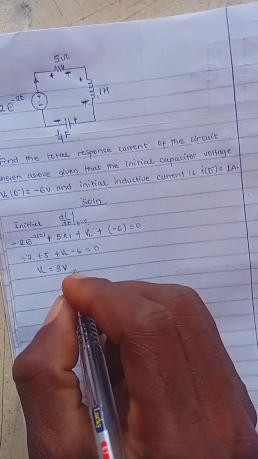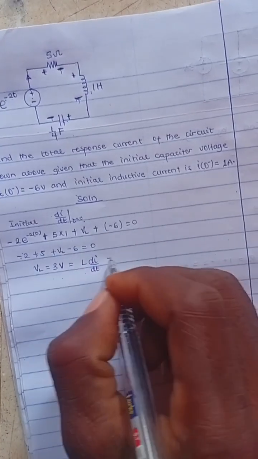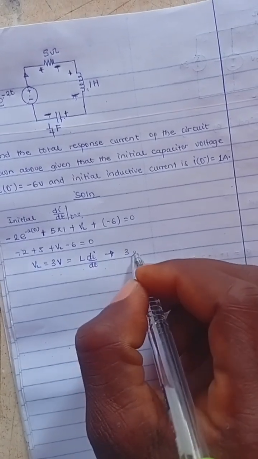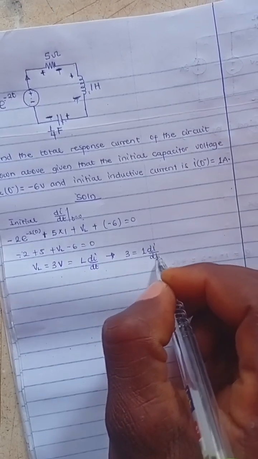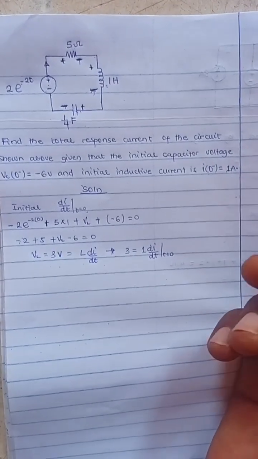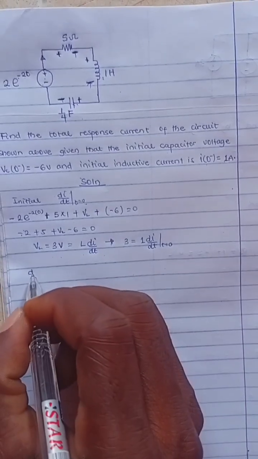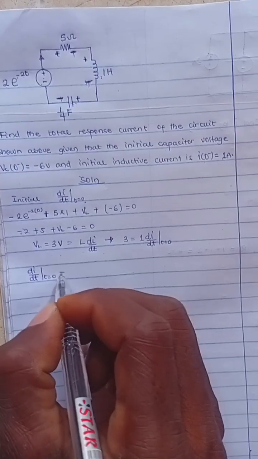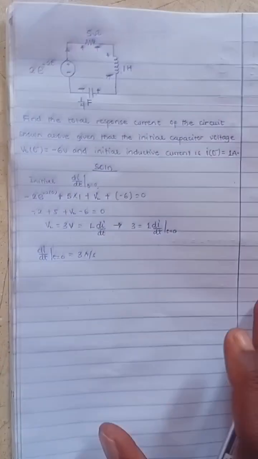And remember, VL is equal to L times di by dt. So from here, we get 3 is equal to L, which is 1, times di by dt at the initial stage, because remember, all the analysis we are doing so far is just for the initial stage. So from here you get that your di by dt for the initial stage is equal to 3 amperes per second, right? So that's it for now.